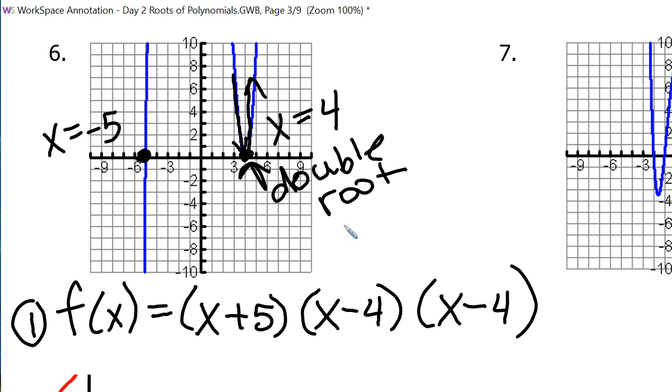Or instead of writing it twice, another way to write that would be x minus 4 squared. Either way would be fine. If you write it twice or write it as a binomial squared, both answers are the same. And then the second thing we need to do is get this in polynomial form.